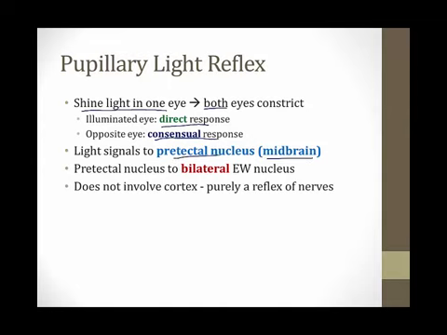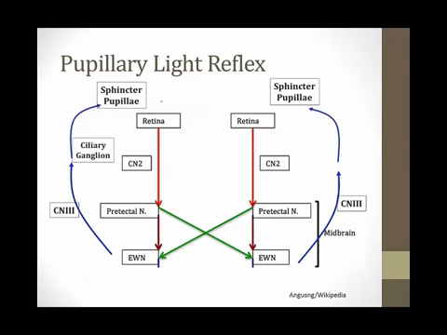This nucleus can send signals bilaterally to the Edinger-Westphal nuclei, which we talked about before. This does not involve the cortex, it's purely a reflex of nerves, and once the EW nuclei are activated on both sides of the brain, both eyes will constrict. Here's an illustration depicting how this process works.